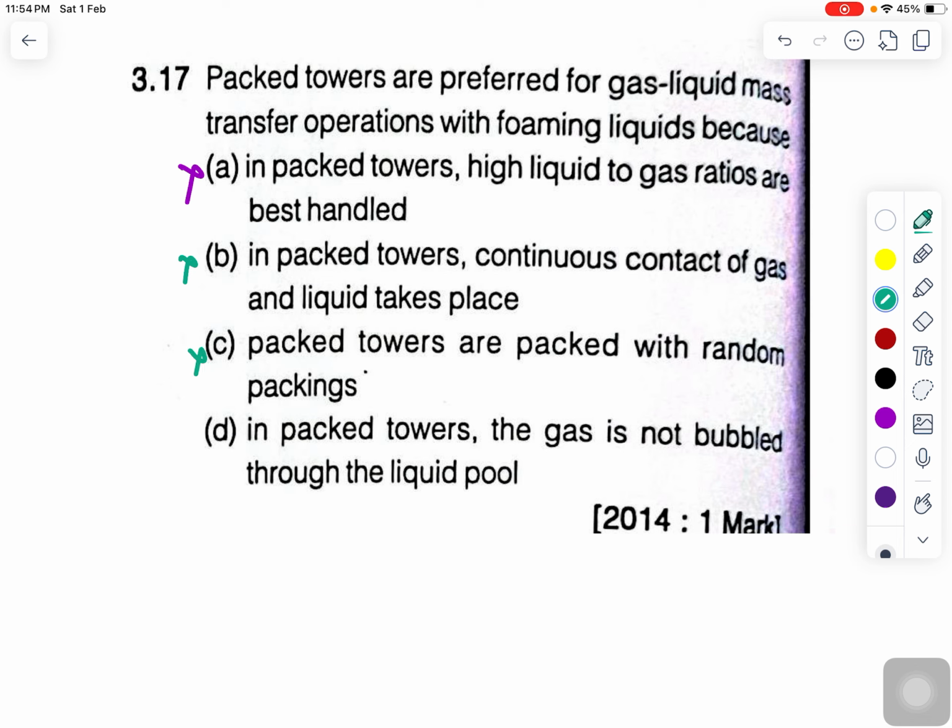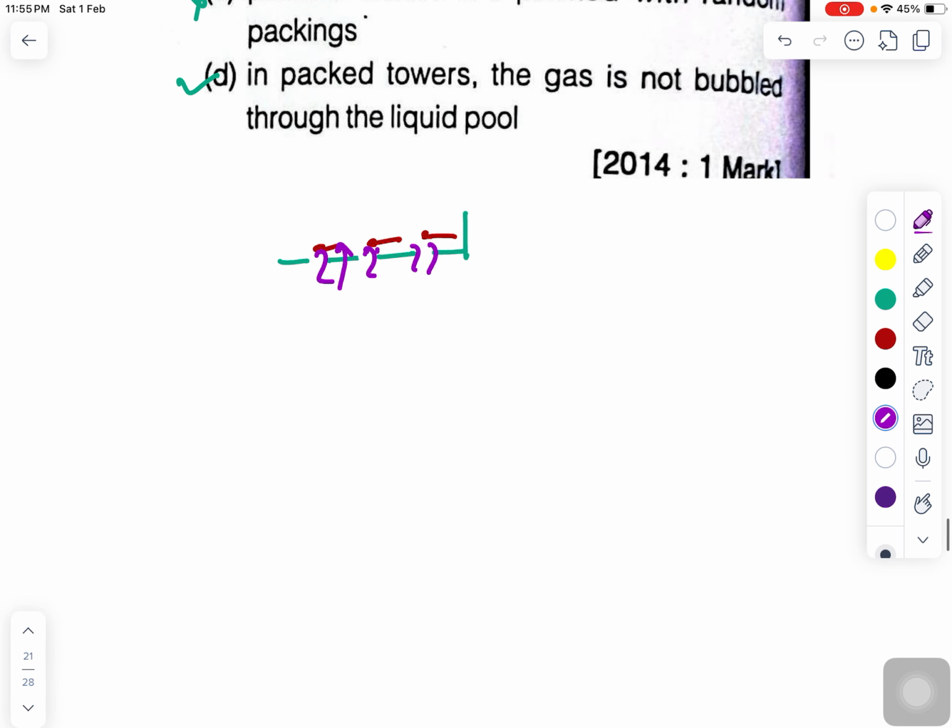And in packed tower, the gas is not bubbled through the liquid pool. So I think this is correct, because in packed tower gas is just moving, gas and liquid contact is happening over the packing. But option 4 is correct when it is applicable. This is applicable only for the tray tower, where the tray will be looking like that, and liquid is flowing like that over the tray, and now gas will be flowing from this perforation, right? So in packed tower, the gas is not bubbled through the liquid pool. This is true because in plate tower only the gas is bubbled through the liquid pool, right? So from here, option D will be correct.